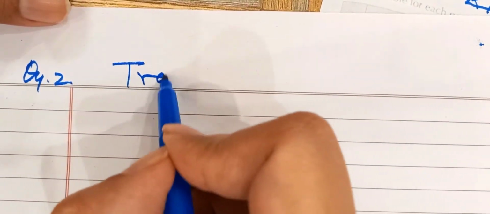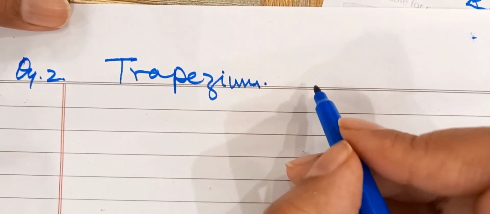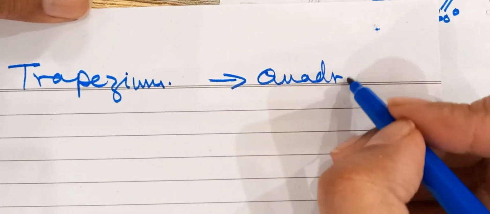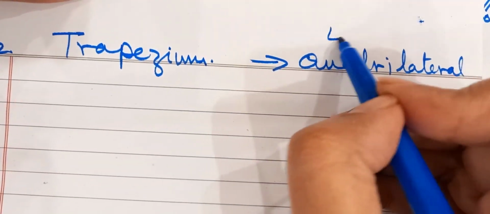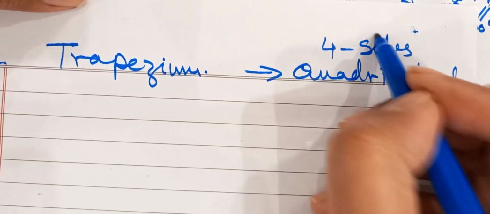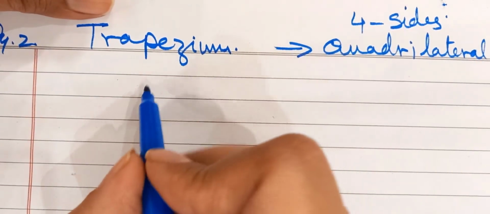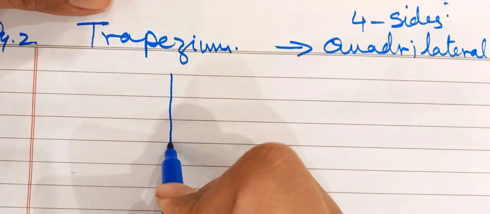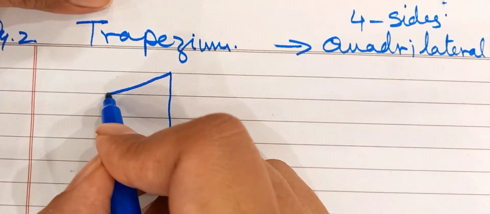Question 2 is about trapezium. We should know what a trapezium is. A trapezium is a quadrilateral. Quadrilateral means it has 4 sides. But generally the figure of a trapezium is like this. Generally a trapezium is represented by this figure, but it's not always like that.